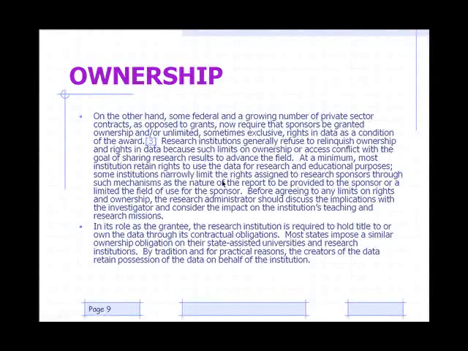Some institutions narrowly limit the rights assigned to research sponsors through such mechanisms as the nature of the report to be provided to the sponsor, or limiting it to the field of use for the sponsored project. Before agreeing to any limits on rights and ownership, the research administrator should discuss the implications with the investigator and consider the impact on the institution's teaching and research missions.